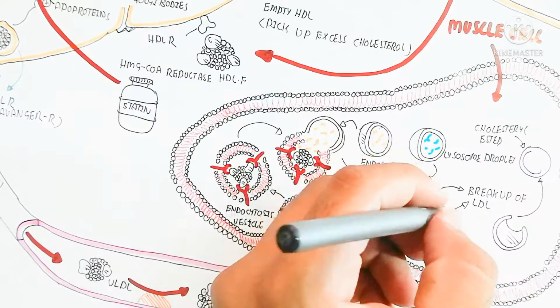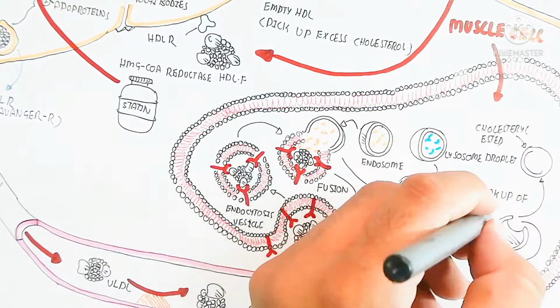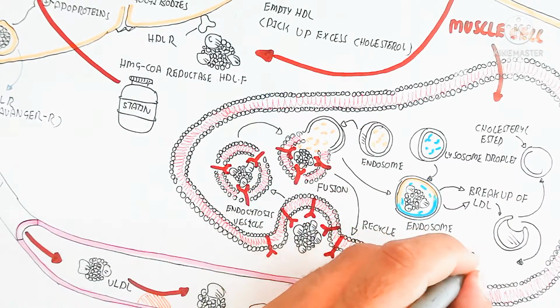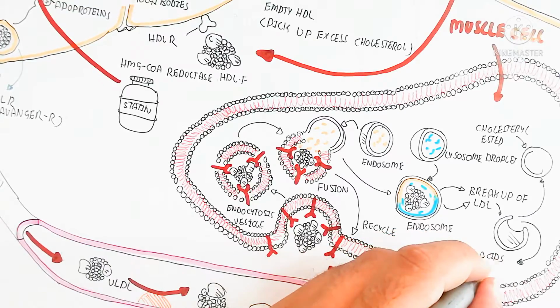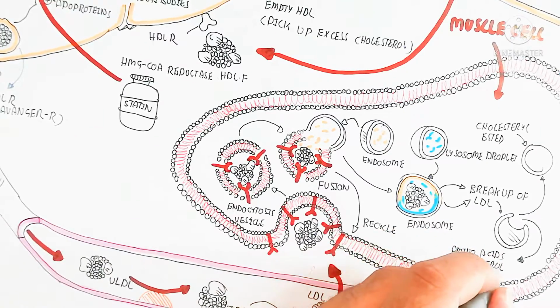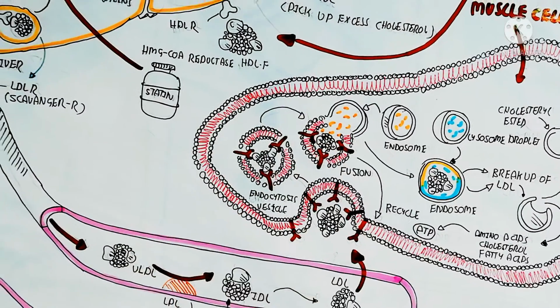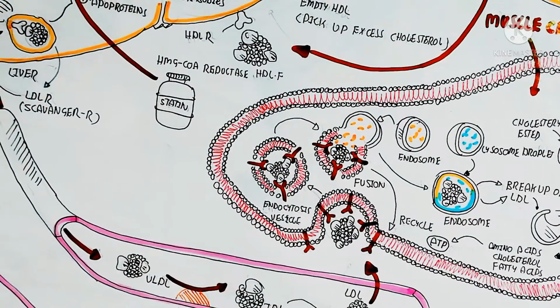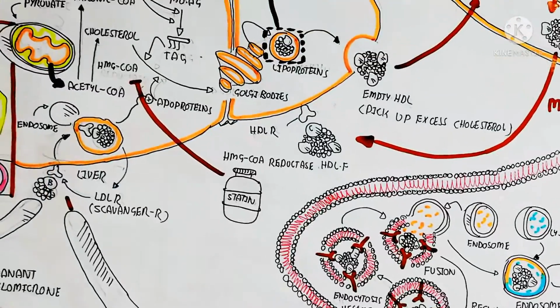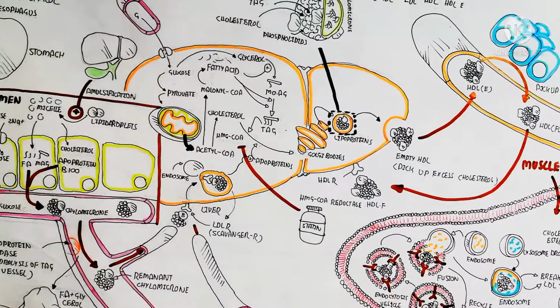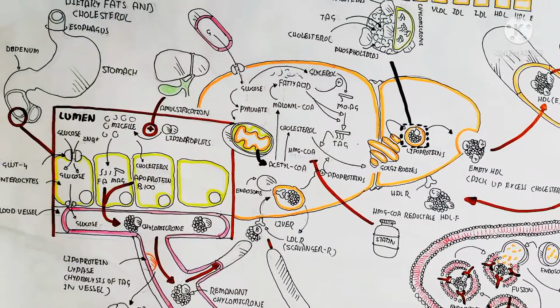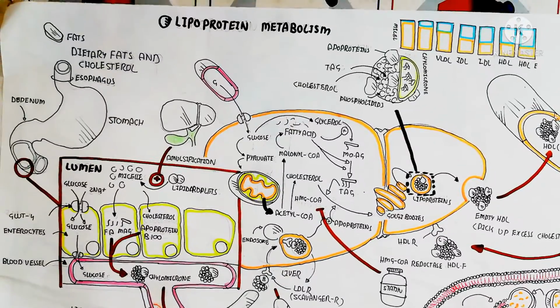On the other hand, cholesterol is very important for the reproductive system to produce estrogen and progesterone, as well as testosterone. So these amino acids, cholesterol and fatty acids are also split to produce ATP. So this is the whole mechanism of lipoprotein metabolism. I hope this makes sense to you. Thanks for watching.